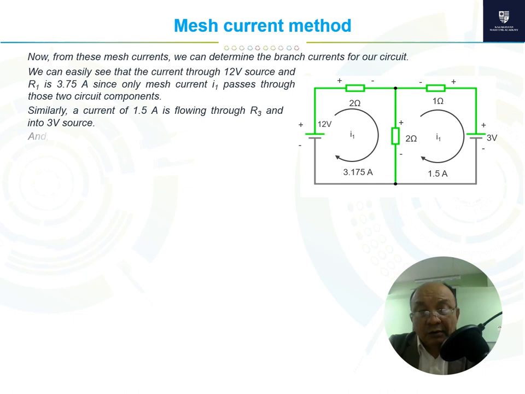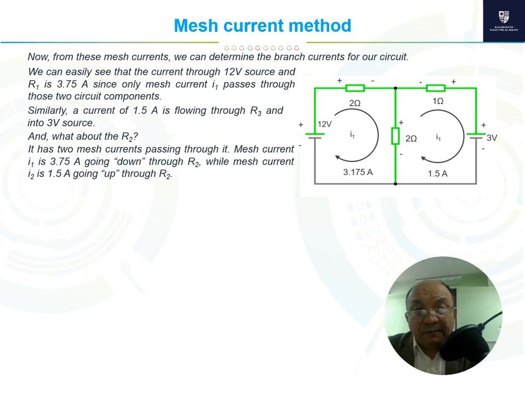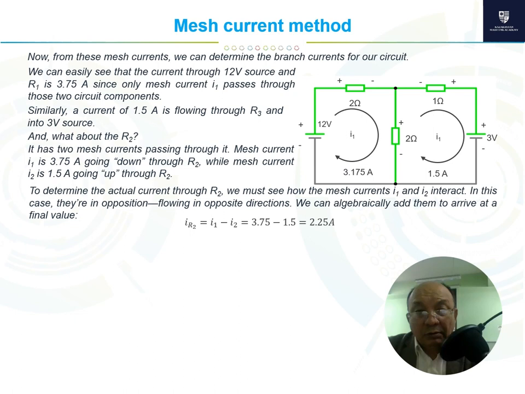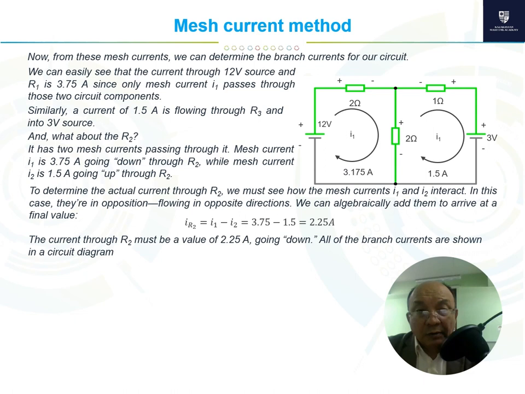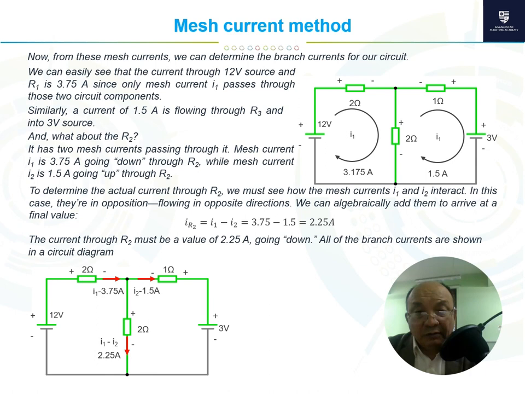So we have 3.75 and we have 1.5. So it's going down and this is going up. So now we have to sum them. And now we have IR2 equal to 2.25 ampere, going down. And now all of these branch currents we show on this circuit diagram. Here you can see that we have three currents in this diagram.